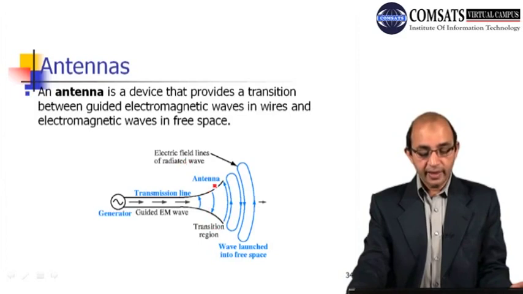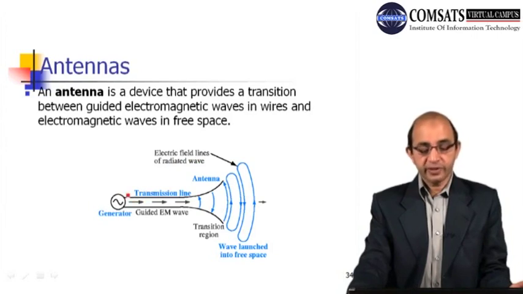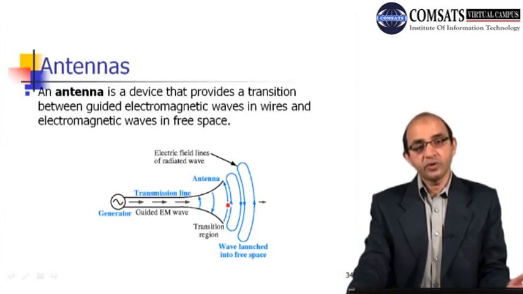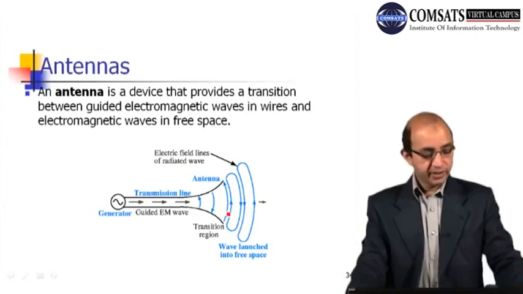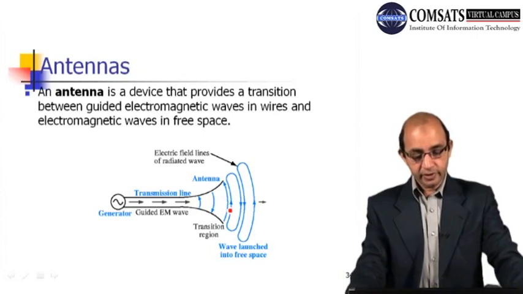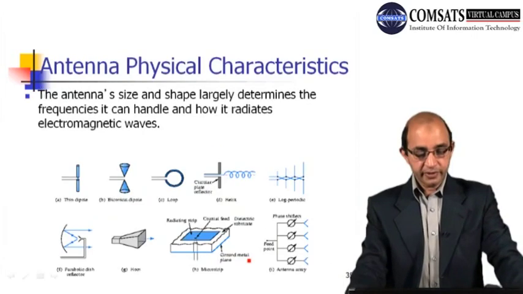Those ends are radiating the EM waves into the free space, right? So here we have one form of energy, and here we are converting this energy into another form of energy, that is the EM waves, and they are traveling with some velocity. So as a result, a wave is launched into the free space.